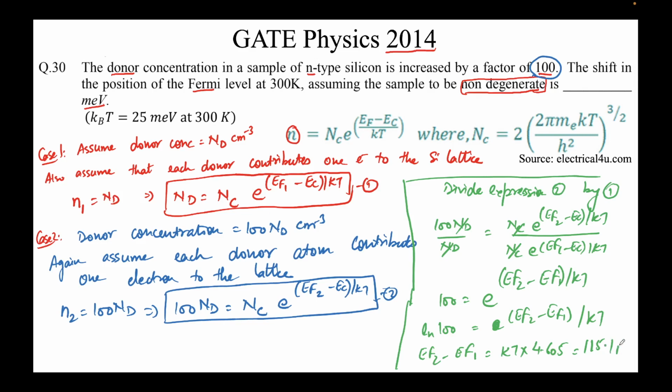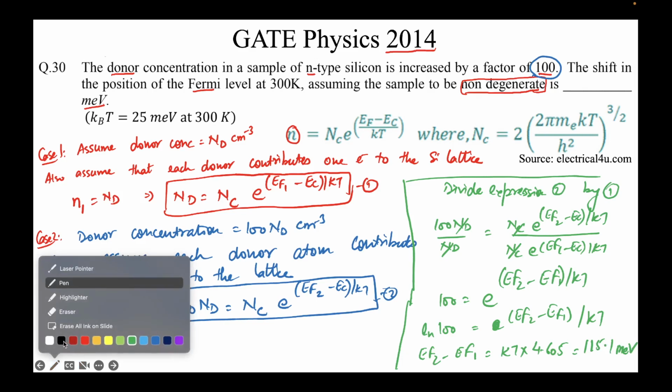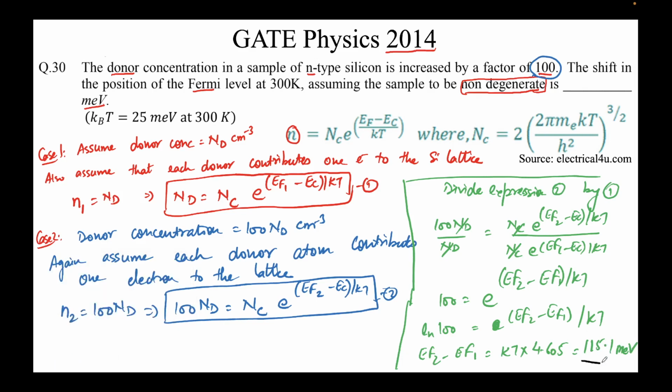And I'll get my answer to be 115.1 meV. This is the answer that we have gotten. Note that EF2 minus EF1 is the shift in the Fermi levels. Case 2 was when donor concentration was 100 times that of case 1. So our answer is 115.1.